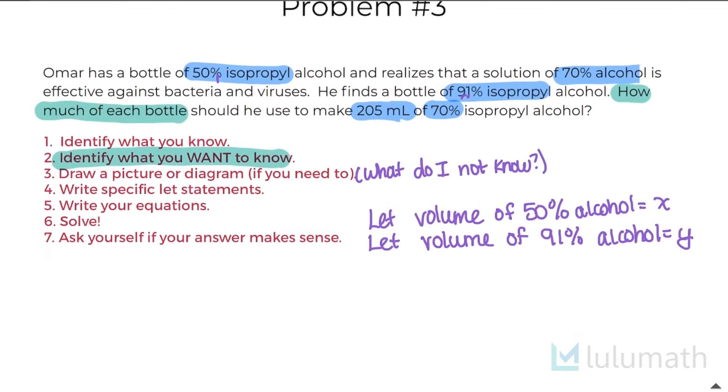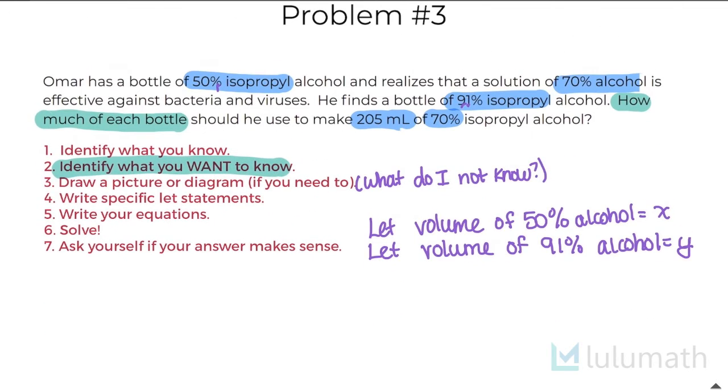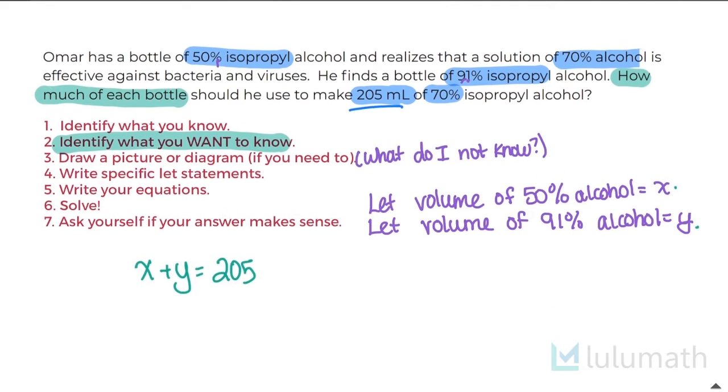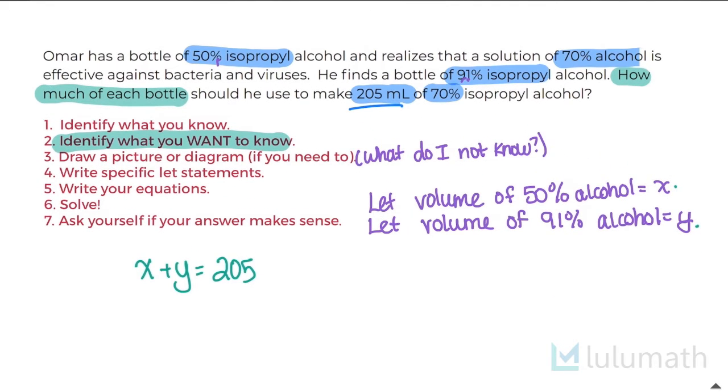Okay, now we're going to write our equations. Well, we know that altogether we need to have 205 milliliters of alcohol. So we're going to say that the 50% and the 91% together is going to equal 205 milliliters. So we can say x plus y is equal to 205. That part's not so bad. It's the next part that's a little bit trickier for people.